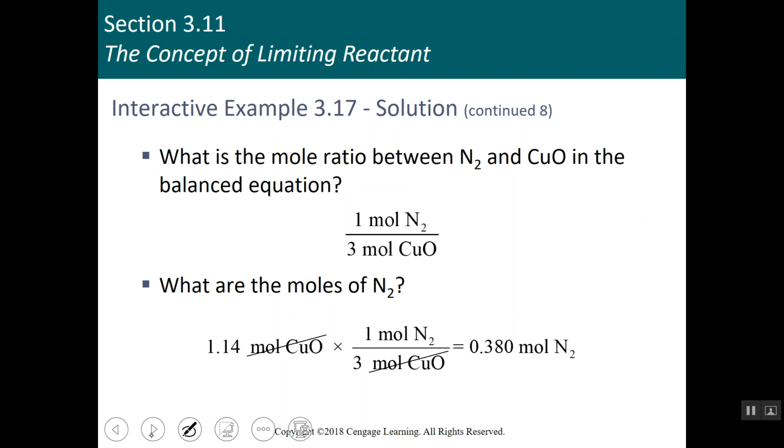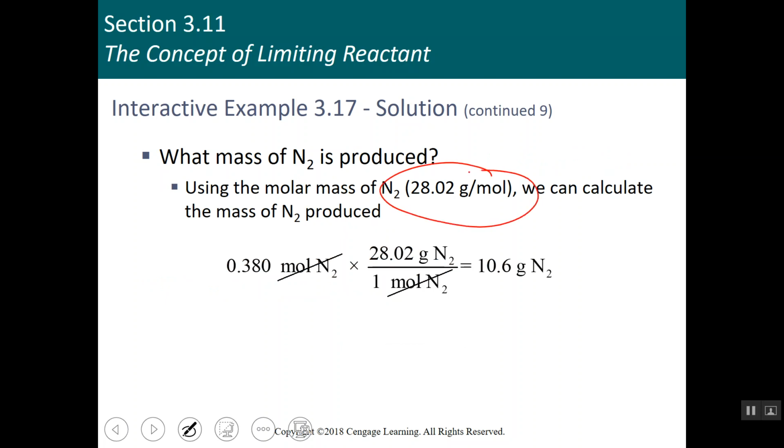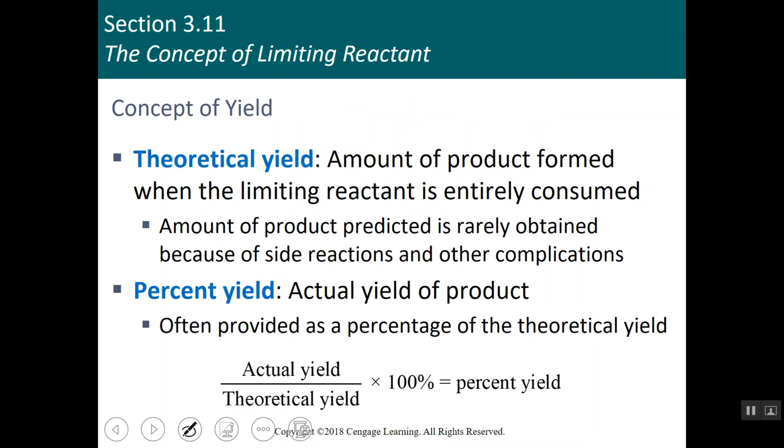So there's our moles of N2, and we're asked for grams, so we use the molar mass. Notice this is N2 from the balanced equation, so it's 14.01 times 2. That's how many moles of nitrogen we got from our copper(II) oxide, and we set that up to calculate how many grams of nitrogen we formed. So that's a limiting reactant problem in a nutshell.